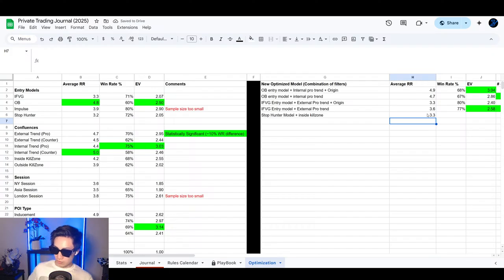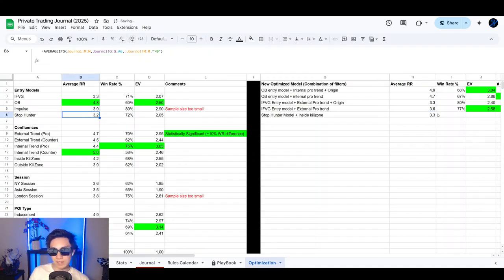So the average risk reward taking stop 100 inside kill zone is 3.3. If you want to expand this out, it's basically 3.3. What does this round to? So it's basically a minimal difference. I would say this difference means nothing here. Now, the main thing that would carry this optimization would just be the win rate. So let's check it out.